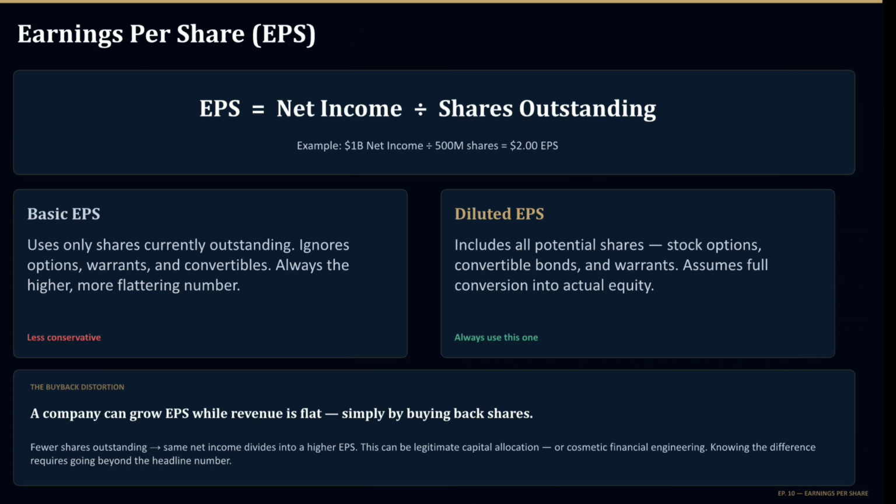Here's the critical insight on EPS that most investors overlook. A company can grow EPS aggressively while revenue is flat or declining, simply by buying back shares. Fewer shares outstanding means the same net income divides into a higher per-share number. That can be a legitimate capital allocation move, or it can be cosmetic financial engineering designed to hit bonus targets. Knowing which one you're looking at requires going beyond the headline.